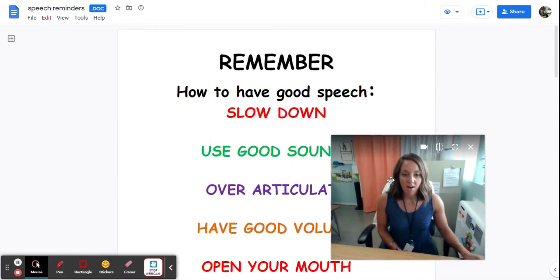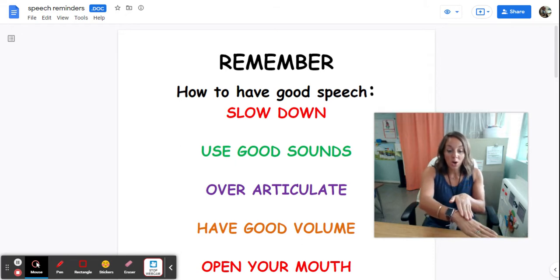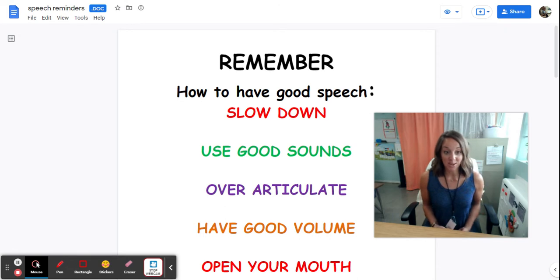So here they are. The first one is we need to remember to slow down. Sometimes when we get really, really excited, we talk really, really fast and then we blah, blah, blah, blah, blah, blah, and then people can't understand what we're saying. So we need to slow down. That's the sign.